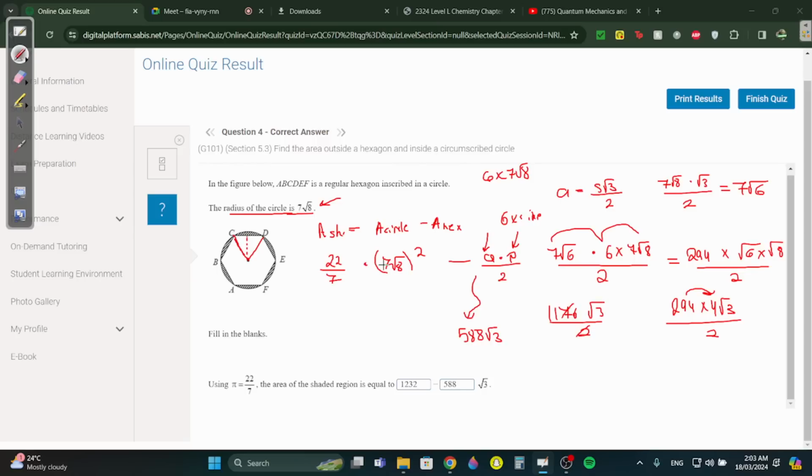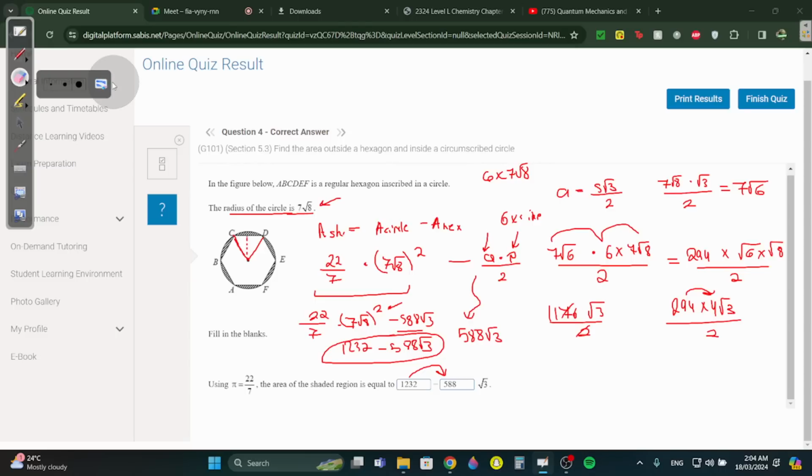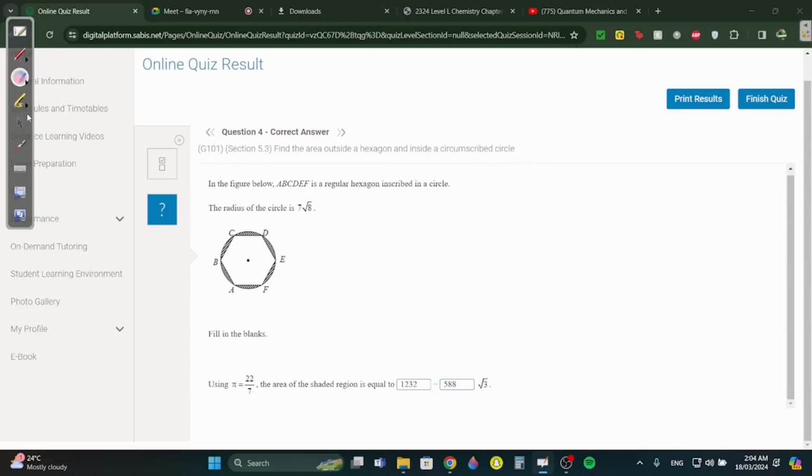So now we have the area of the circle, which is 22 over 7 times 7 radical 8 squared, minus the area of the hexagon, which is 588 radical 3. If you put this on a calculator, you get 1232 minus 588 radical 3. Okay, that's it. You keep it like this because they said something minus something. If they ask for the final answer, then you actually have to put it in a calculator.